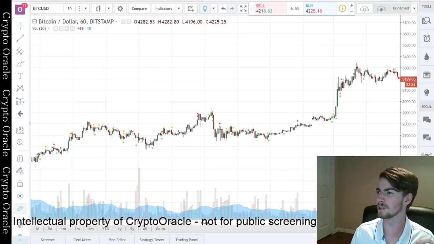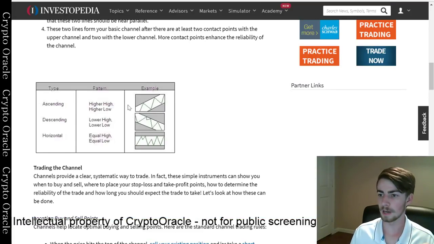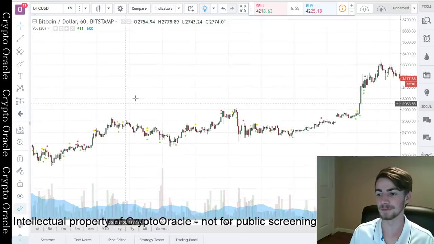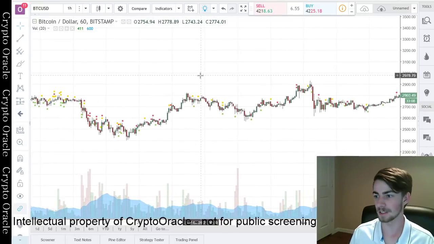So first I'll show you just a quick graphic right here. This is just straight off of Investopedia. Anybody can see this. You can see that an ascending channel looks like this, a horizontal channel looks like that, and a descending channel looks like that. Now what establishes a channel are these higher highs and higher lows, as well as lower highs and lower lows. Now what does that mean to somebody who's just starting technical analysis?